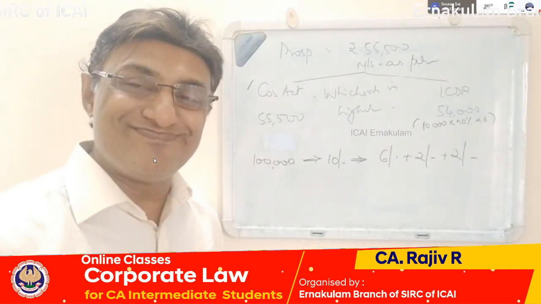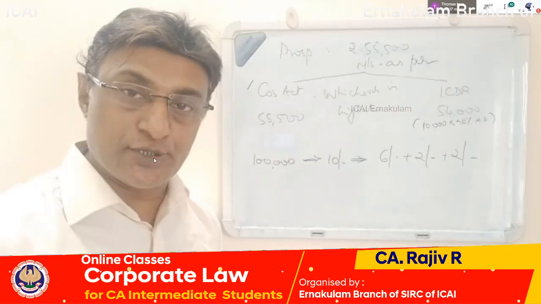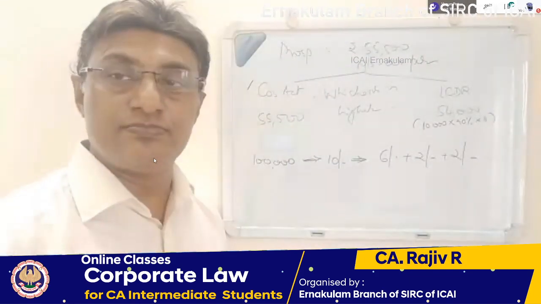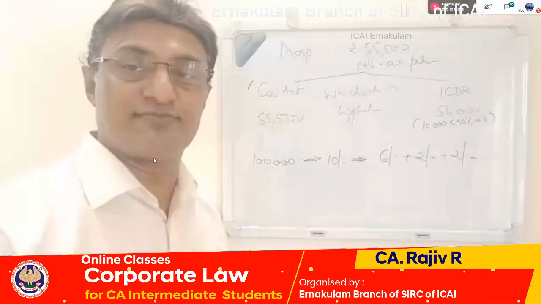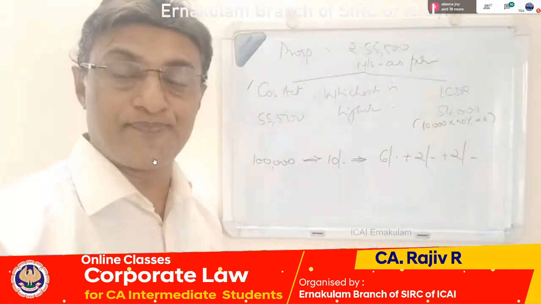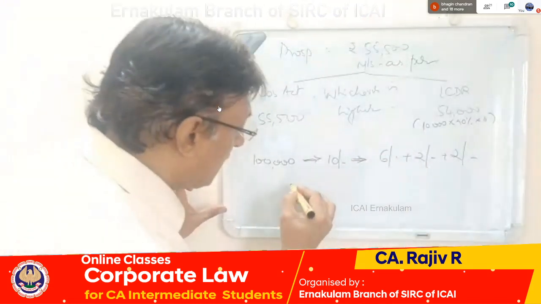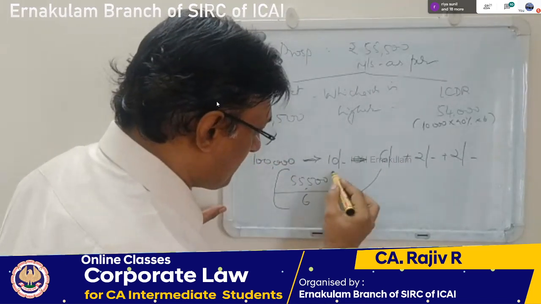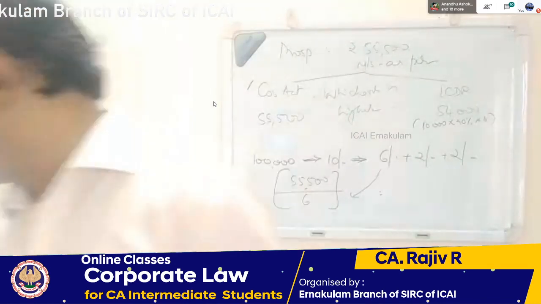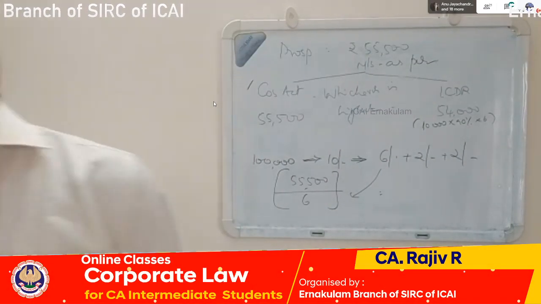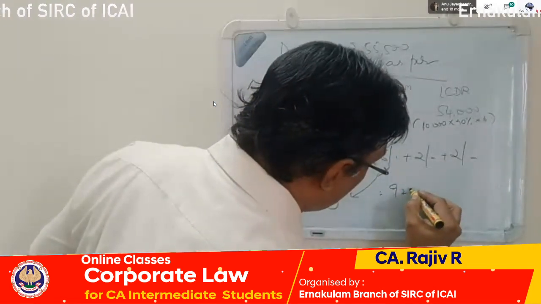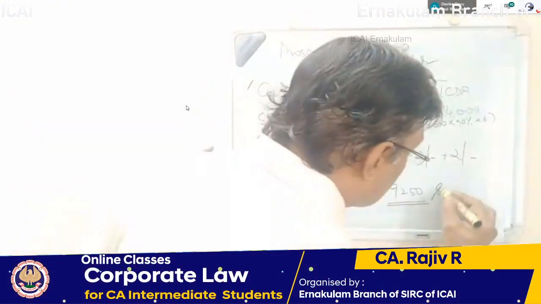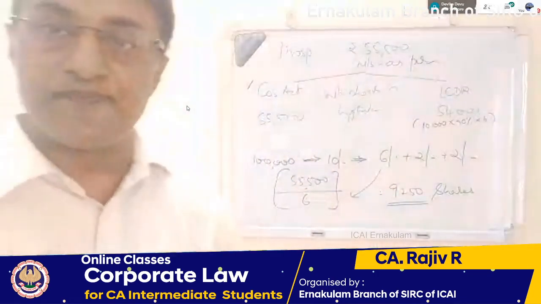But then we have a new problem. If 55,500 is the minimum subscription, which is what is going to be effective this time, you have to work back and compute the number of shares which the public has to subscribe for. It's a very simple calculation. 55,500 divided by 6. What will that come to? 9,250. 9,250 is in terms of number of shares.